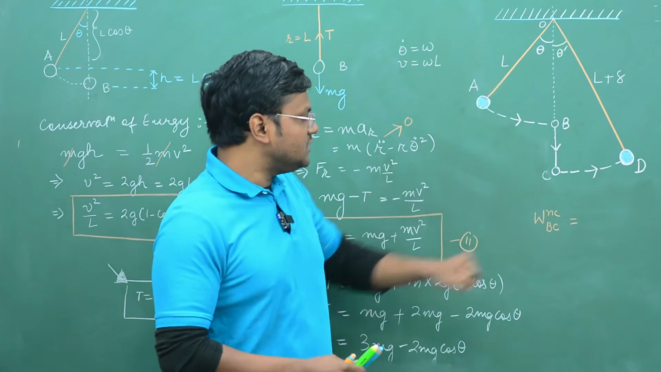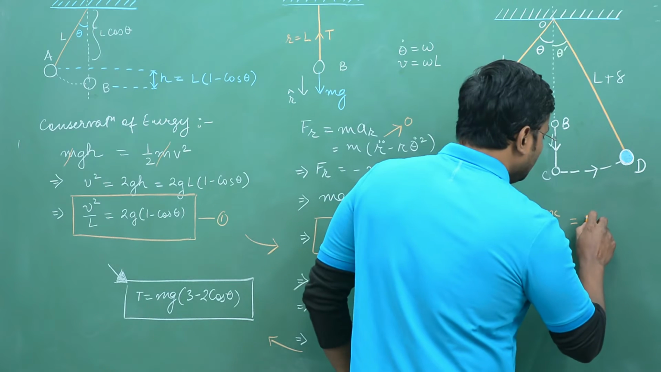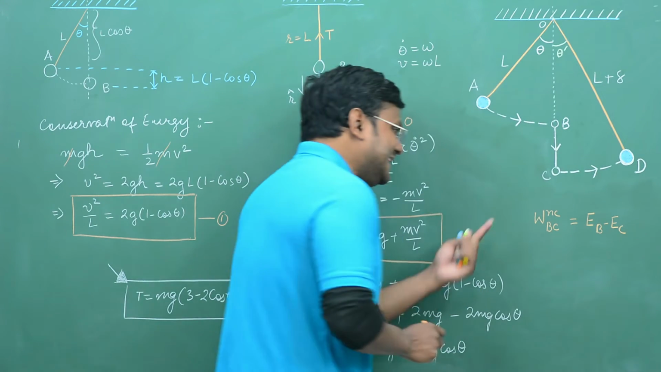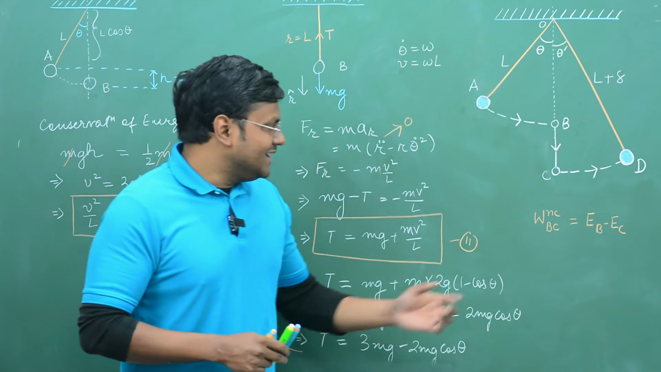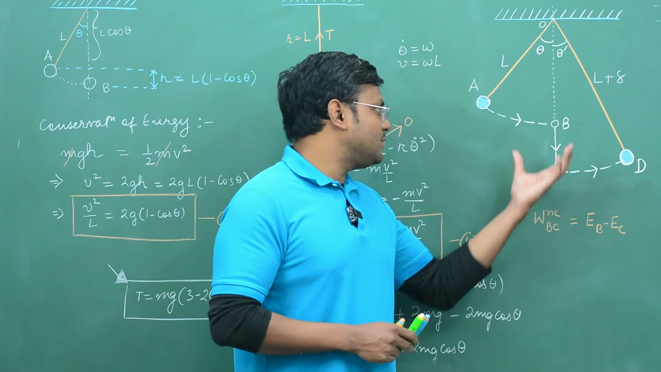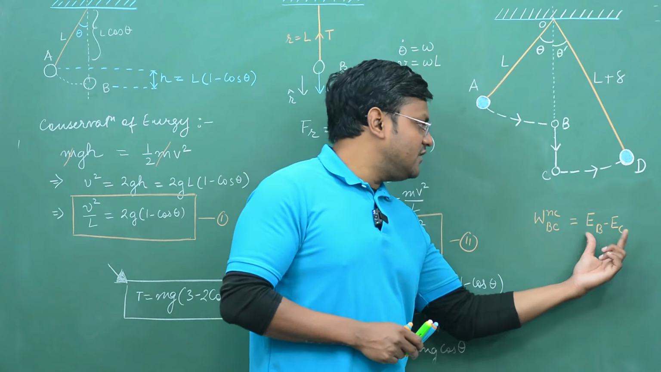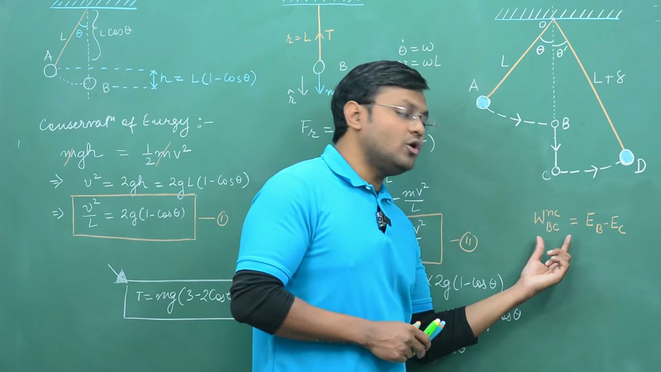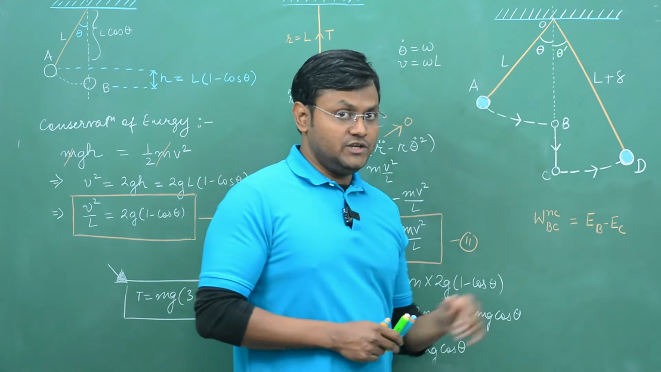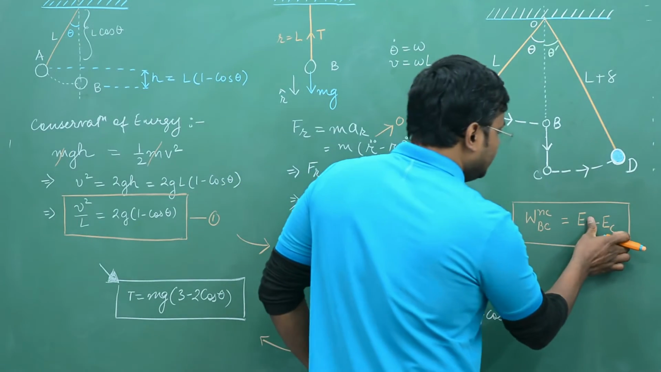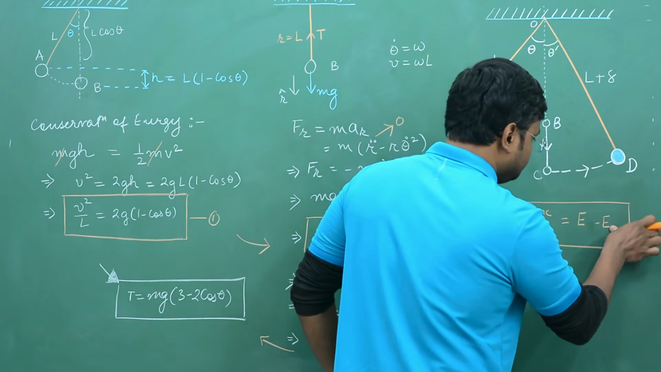Because of the tension, the force involved is equal to EB minus EC, where E is the total energy. E is the total energy of the system at point B and EC is the total energy of the system at point C. The difference in the energies corresponds to the work done by the tension here. This is the theorem that I am going to use. This should be EC minus EB.